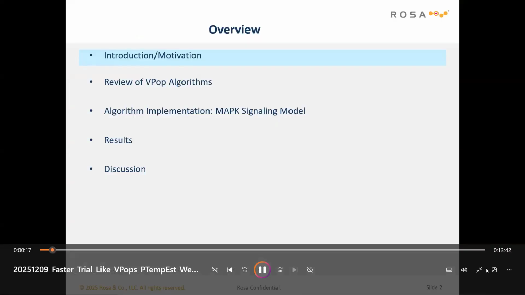In today's presentation, I'll start by briefly discussing the motivation for this research. Then I'll move to a review of the 3 virtual population algorithms that will be compared in the analysis. Next, I'll go to the MAPK signaling model used as the case study to test the algorithms, along with a review of the data used for the virtual population calibrations. Finally, I'll finish with the results and a brief discussion for the implications of this research in QSP modeling and pharmacometrics.